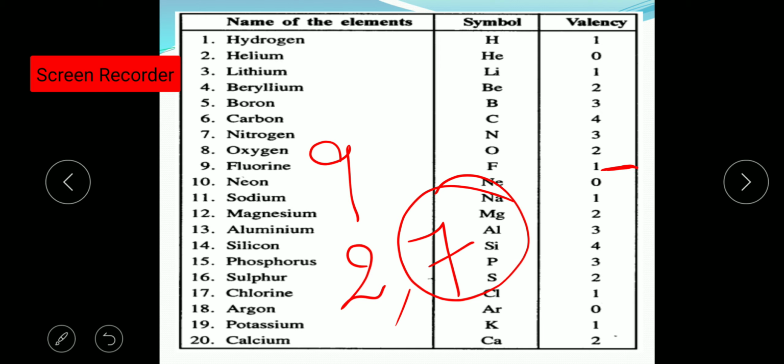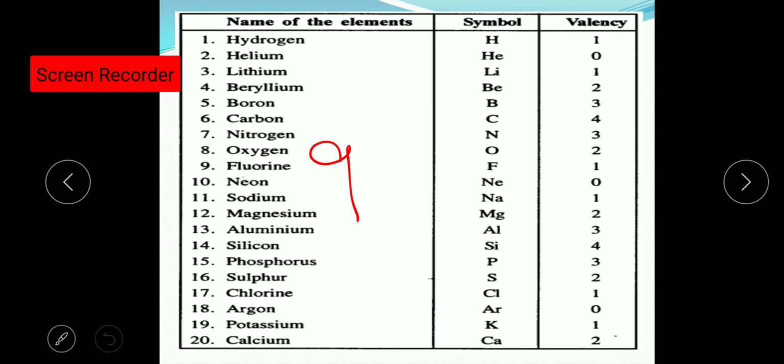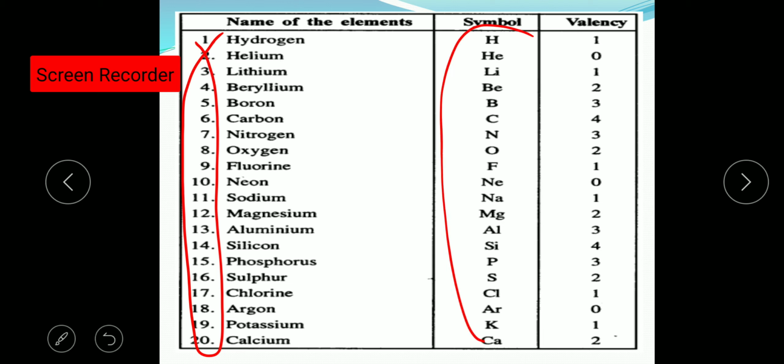Okay. So what do you observe here? The valency is first increasing 1, 2, 3, 4 and then the valency is again decreasing 3, 2, 1, 0. Understood? So these are the elements with their atomic number. This serial number denotes its atomic number. This is its symbol and this is its valency.